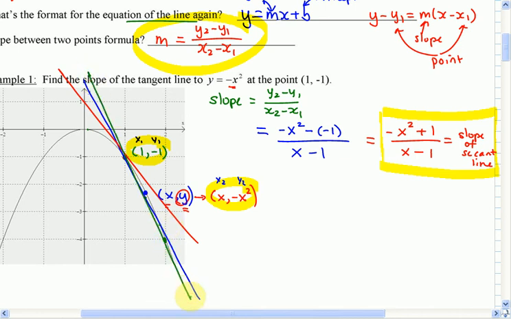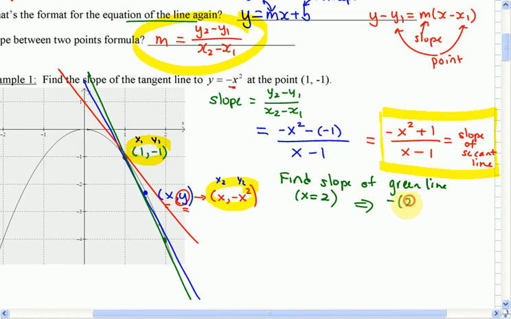Okay. Let me ask you now to calculate. I'm going to ask you to find the slope of that green line. Okay, and the green line is when the x value is equal to 2. Now how would you do this with this formula? Just watch me first. Give you a chance to write this down in a second. What would you do? Plug in 2. Good, so let's plug in 2. Okay, so watch first. Don't write this down. Just watch. -2 squared plus 1, 2 minus 1.